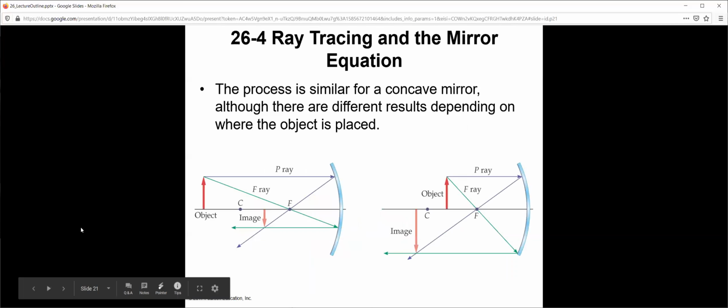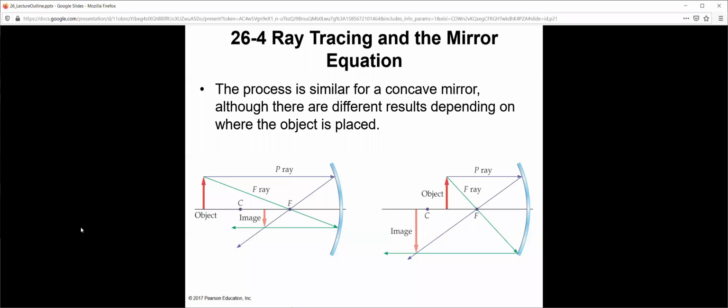The process is similar for concave mirrors, although there are different results depending on where the object is placed. This is what I was talking about. It's good to find examples of concave and convex mirrors, look at them and move them back and forth and see what happens. Because as we notice here, depending on the location of the object, we can have a very differently sized image, all following the exact same rules, but the way the mirror bends and shapes things contorts the image differently for the same object.